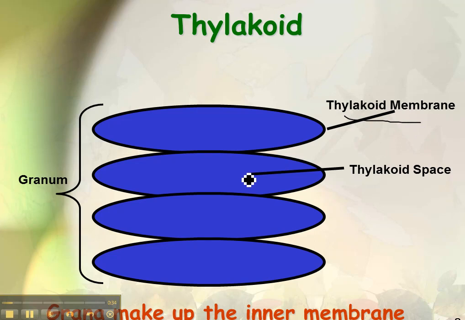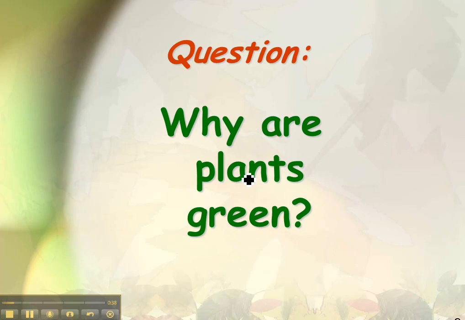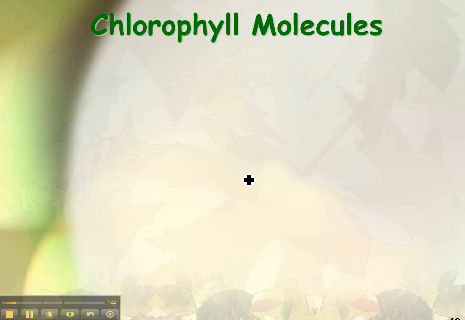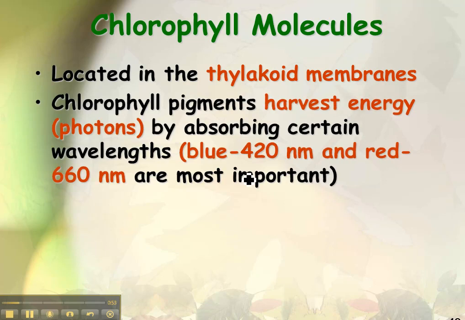So the first question we want to answer is, why are plants green? What makes them green? And so many people would answer chloroplast, but what is it about the chloroplast? And so really it's the chlorophyll inside of there that is green. And so this is located in the thylakoid membranes, and what they're doing is harvesting energy by absorbing.